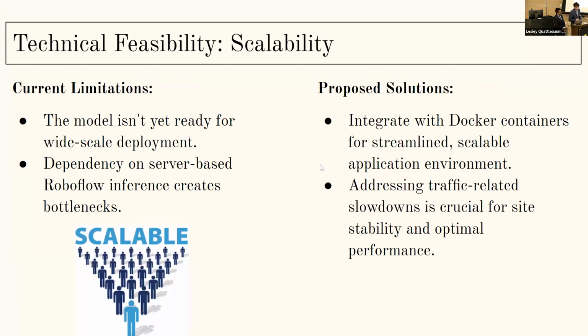And so one of our current limitations is our scalability, because of the way we reach the RoboFlow inference, we have to send out a ping to RoboFlow servers because that's where our model has been trained. So we can't just load up the model in our code. We have to send out what we want to be identified.